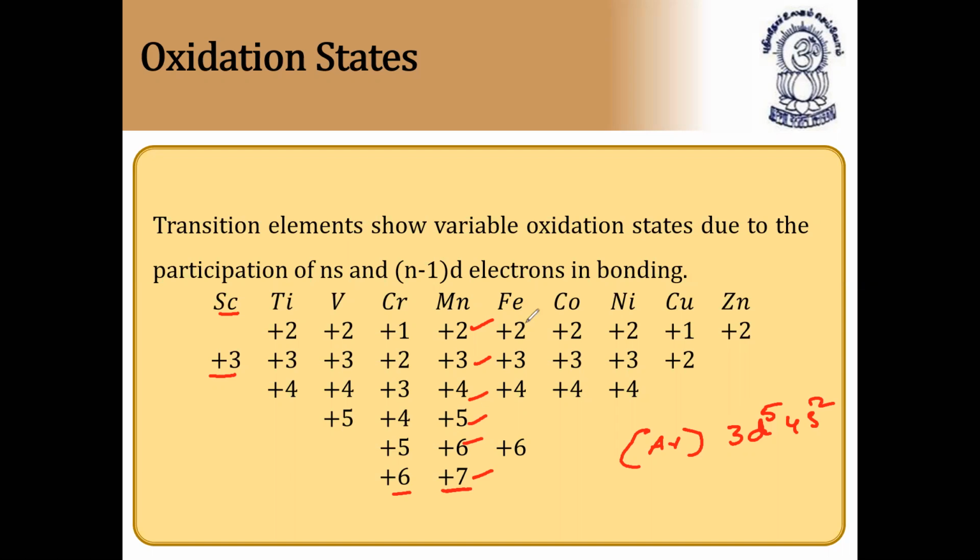Next, iron has +2, +3, +4, +6, but +2 and +3 are more stable, while +4 and +6 are less stable. Cobalt has +2, +3, +4. Because of pairing of electrons, the oxidation states decrease down the group. So nickel has +2, +3, and +4. Copper we know has only +1, +2. Zinc will exhibit only one oxidation state, +2, because it can lose only 2 electrons; the d10 electrons it will not lose at all. That's why it is not a transition element. So these transition elements show variable oxidation states due to participation of ns and (n-1)d electrons in bonding.